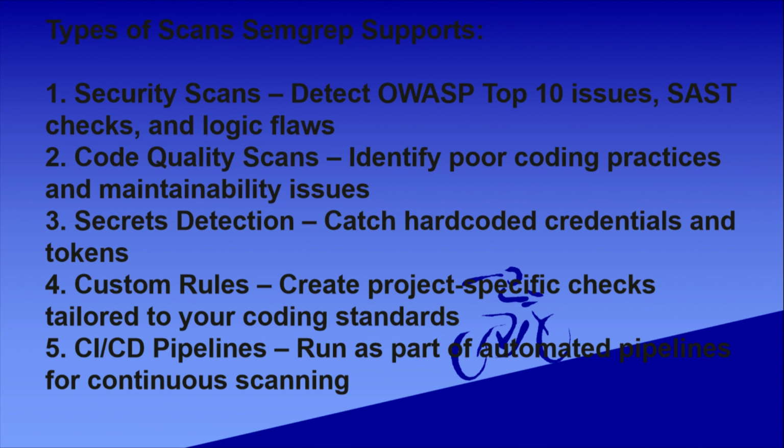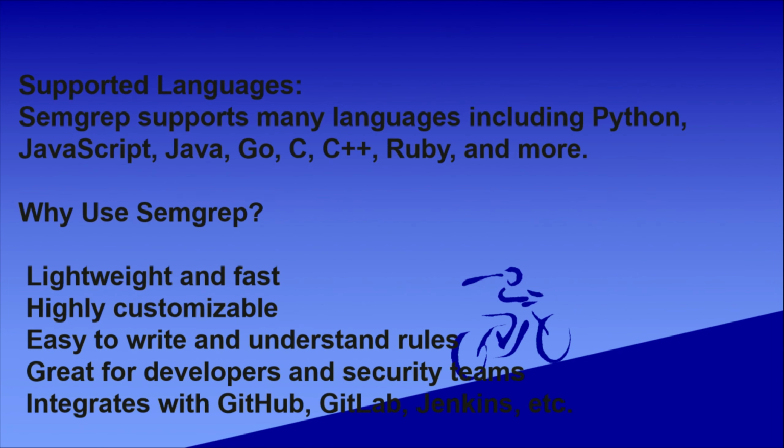So now, what other things can we use Semgrep for? There are certain supported languages we use Semgrep for, such as Python, JavaScript, Java, Golang, C, and C++. We have them because we use Semgrep to detect certain things which are supported for Semgrep scans.